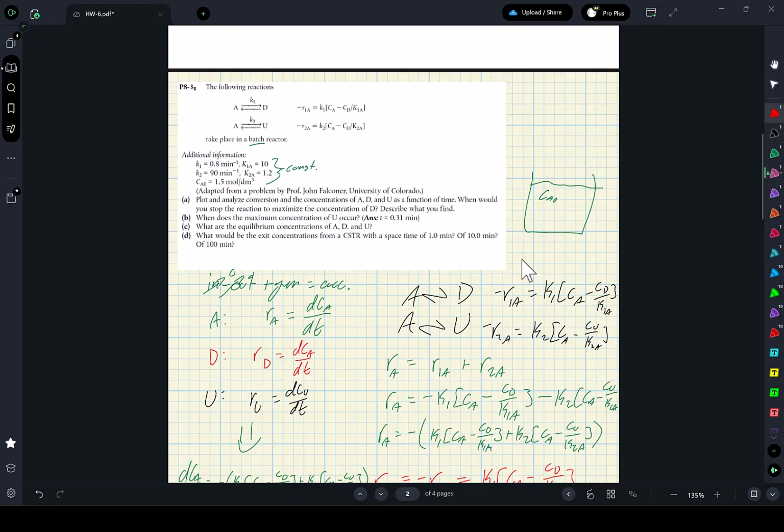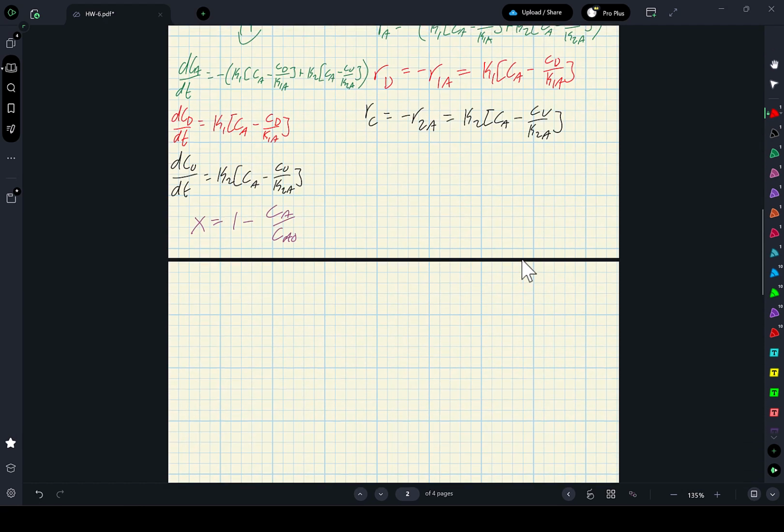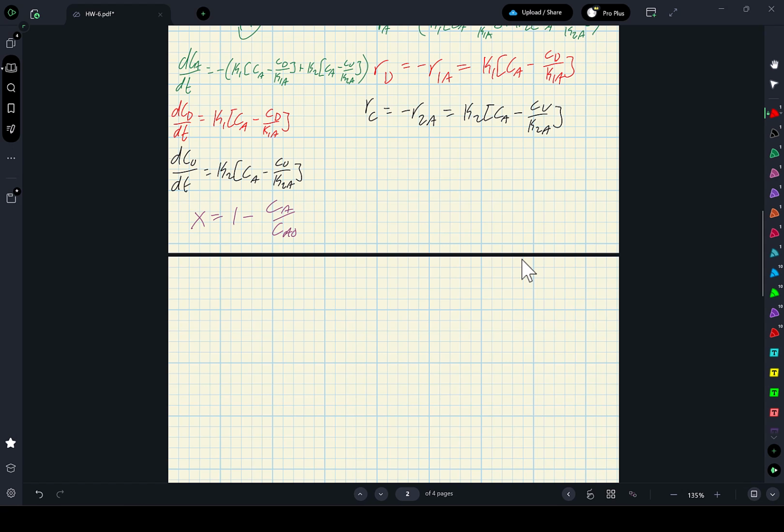Okay, so for part D, it's asking us, what would the exit concentrations be for a CSTR for different residence times? So we want to do this for a CSTR in terms of residence time. Let's start with what the design equation is in terms of flow rate. We can say this is FA naught minus FA all over negative RA. We also know that the flow rate of any species is equal to the concentration of that species times the volumetric flow rate.